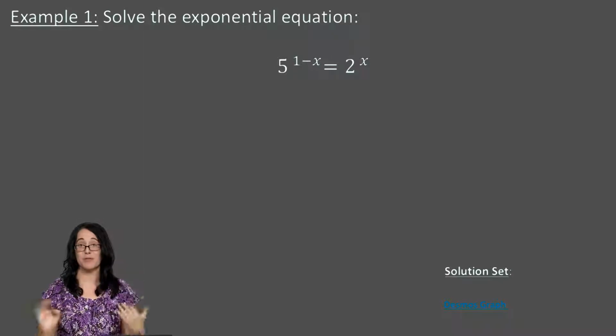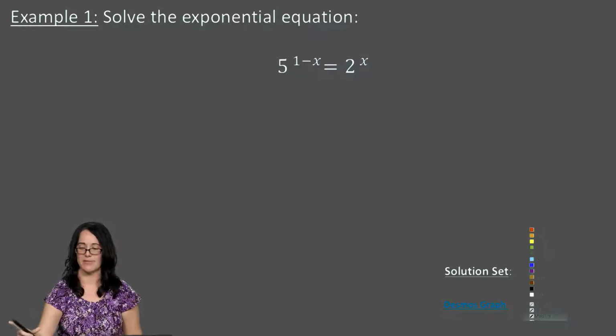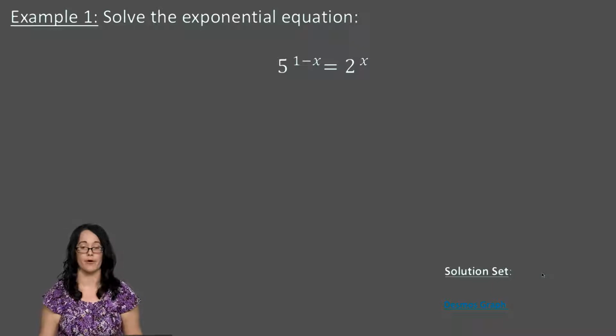Okay, so without using technology, how would I do this algebraically? The first question I would ask myself is, self, do they have the same base? Nope, they don't. 5 and 2 are not the same base. Now, if this had been 5 and 25, then sure, I could make 25 5 squared, and I could go from there. But in this case, there's no way to turn a 5 into a 2 or vice versa.